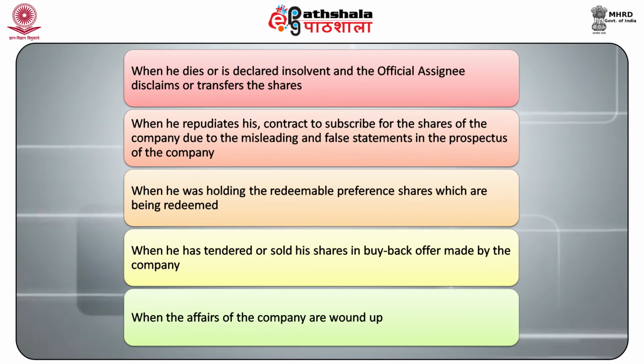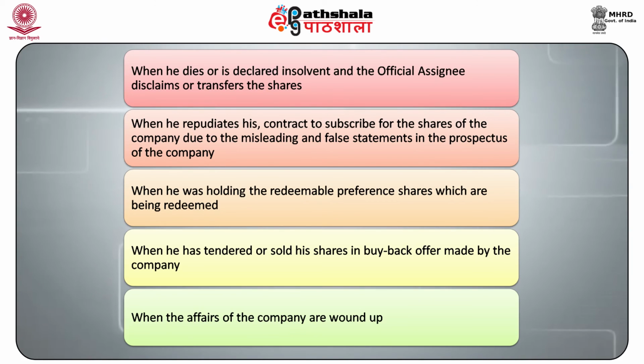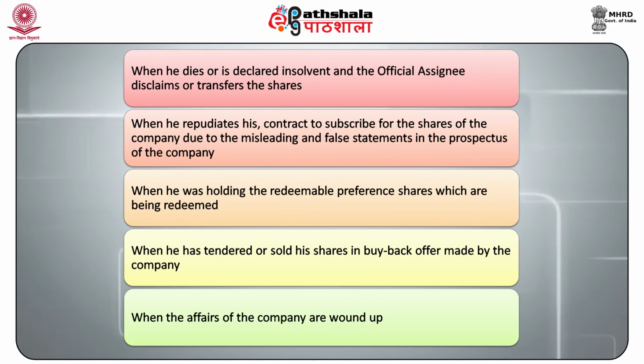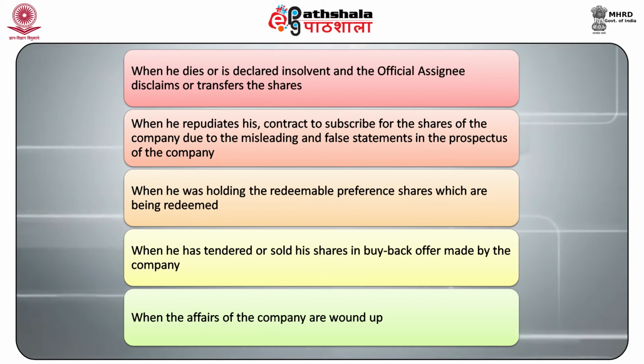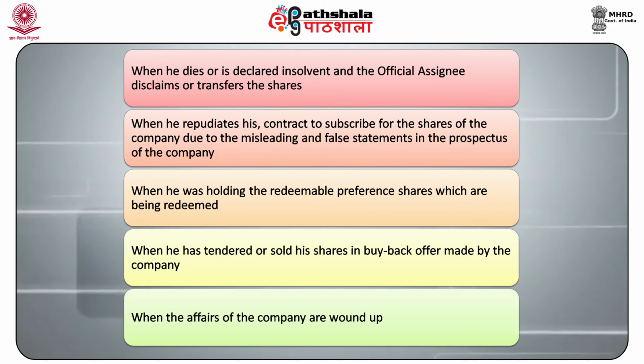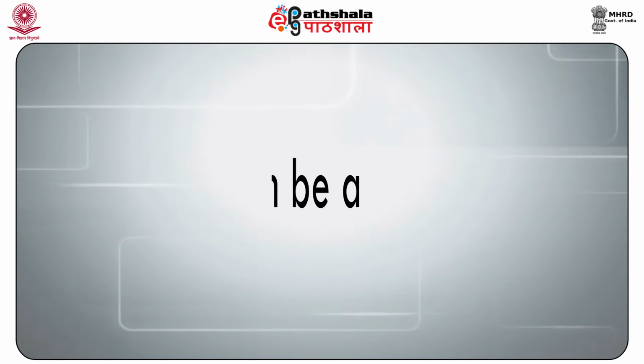Sixth, when he dies or is declared insolvent and the official assignee disclaims or transfers the shares. Seventh, when he repudiates his contract to subscribe for the shares of the company due to the misleading and false statement in the prospectus of the company. Eighth, when he was holding redeemable preference shares which are being redeemed. Ninth, when he has tendered or sold his shares in a buyback offer made by the company. 10th, when the company is wound up.